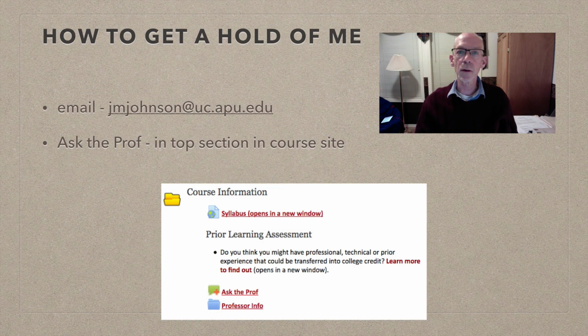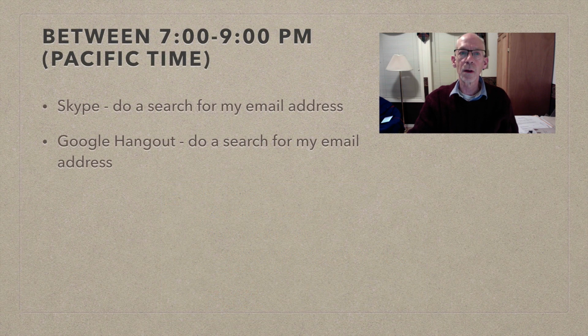Let's first talk about how to get a hold of me in case you have some questions. My email address is jmjohnson@uc.apu.edu, but probably a better way to get a hold of me is by clicking on Ask the Prof found at the course site. If you go down to the course information, you can click on the Ask the Prof link and it will take you to a place where you can type a message that will get to me. If you'd rather talk verbally, you can do that too. Either contact me through Skype or through Google Hangout by just simply doing a search for my email address.